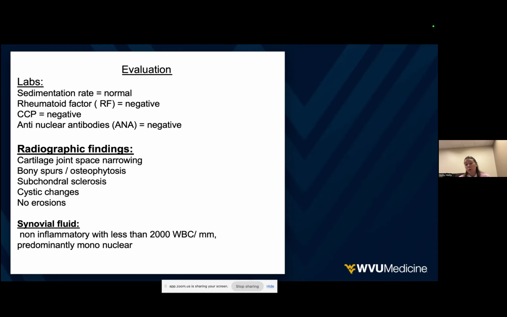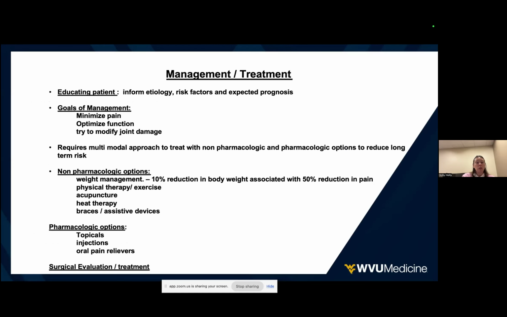Typically in your synovial fluid, you're not going to find it to be inflammatory. You're going to have less than 2,000 white blood cells, and it's predominantly going to be mononuclear cells in characteristic. So let's talk about how we manage osteoarthritis.